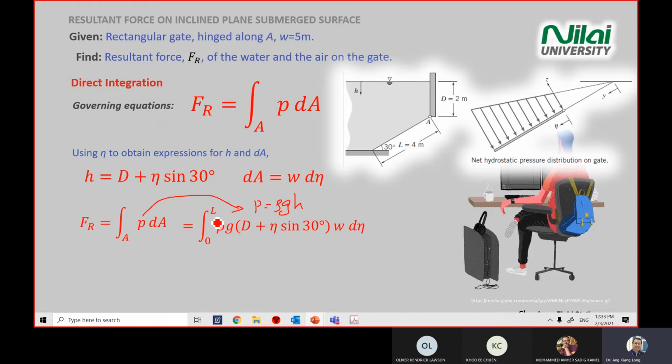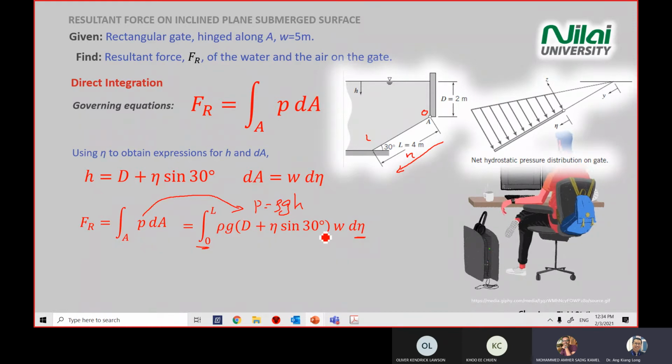So when you change the parameter inside the equation, remember to change the limit of your integration to 0 to L, because you're integrating using your n. Your n is this one, right? n is from here to here. So your n is from 0 to L.